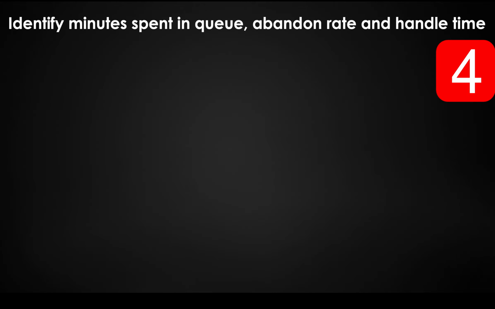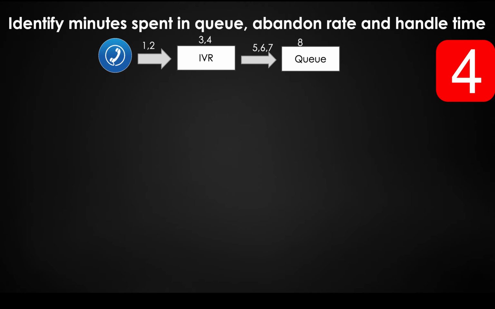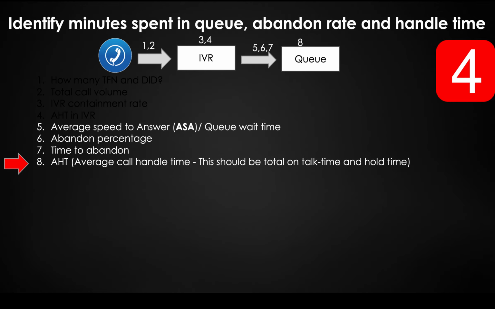Moving on to the next step, what you need to know is how many minutes have been spent in queue, what your abandon rates are, and what the handle time is. And again, why you need this information is, if you look at points 5, 6, 7, 8 in the diagram above, when the customer decides I want to talk to an agent, either they come through an IVR or they directly go to an agent.